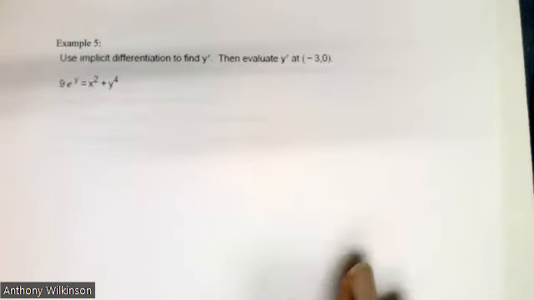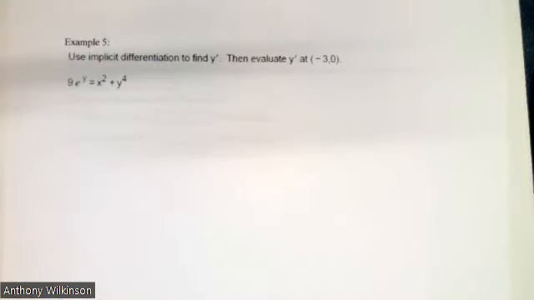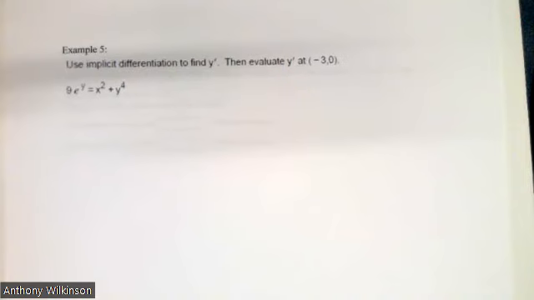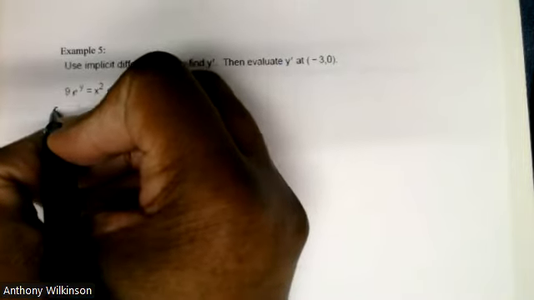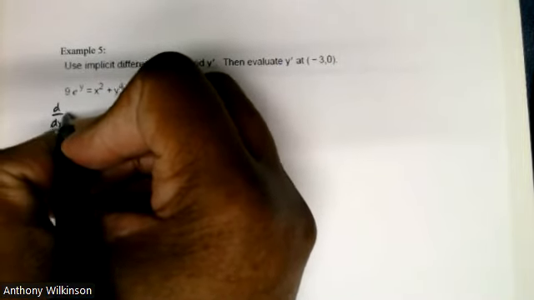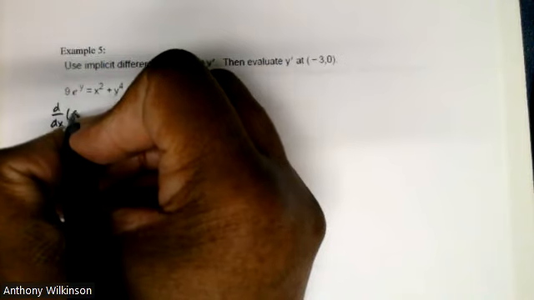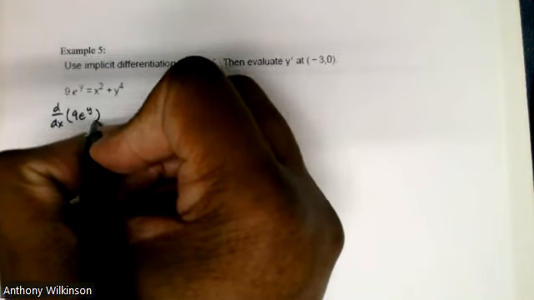All right, here's another example. Let's say I want to use implicit differentiation to find y prime and then evaluate y prime at negative 3, 0. Now here we've got 9e to the y equaling x squared plus y to the 4th. So now we've got an exponential function involved here. So what I need to do here is just take the derivative of each side, of each and every term of each side of this equation.